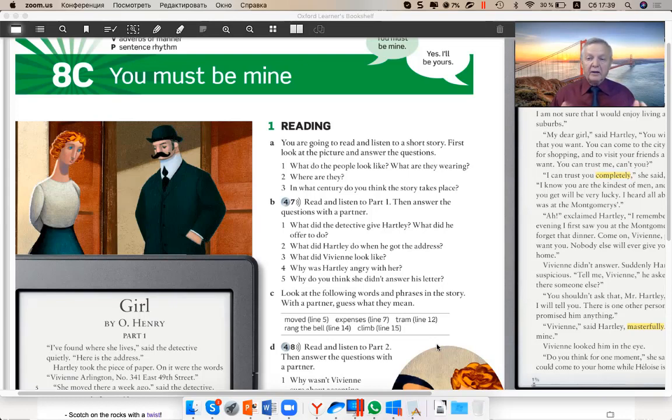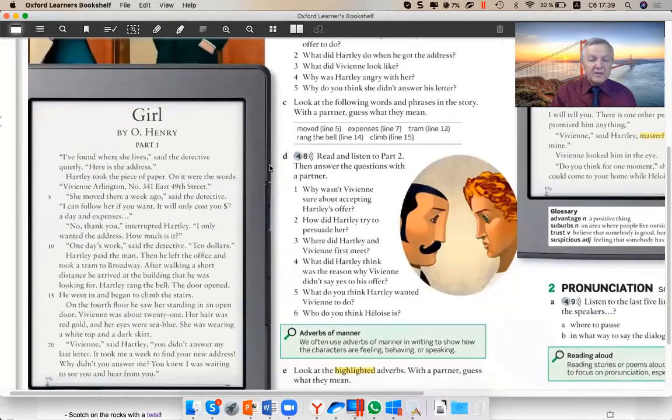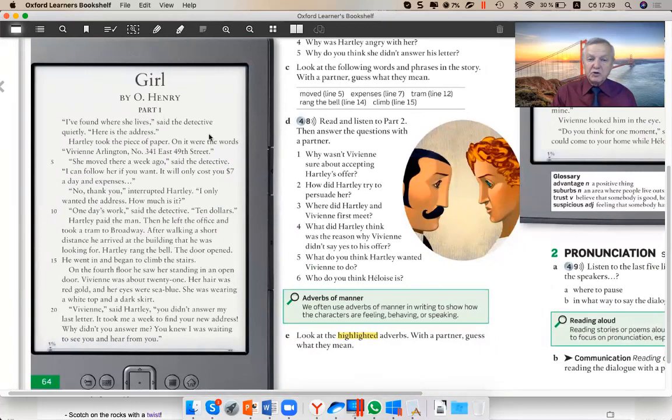Besides, while reading and listening to the first part of the story, you are to practice reading aloud the sentences with a good sentence rhythm. Mind your intonation. Well, okay. If you understand it, let's start with reading. In this case, you are to read the first part. Mind the main characters in this story.